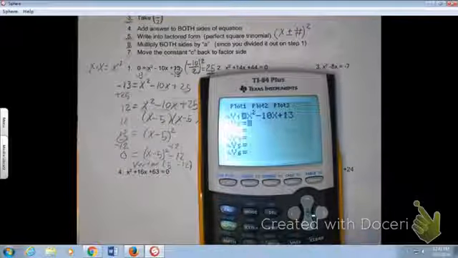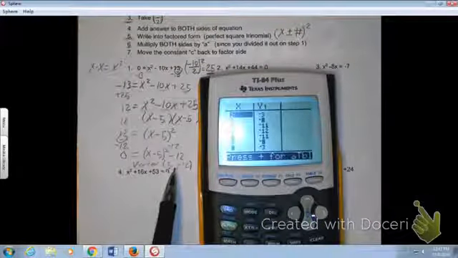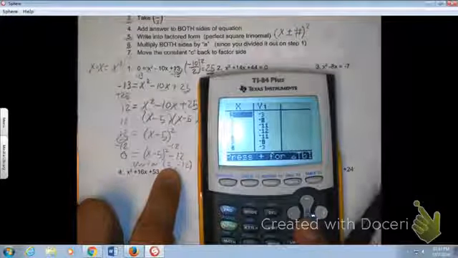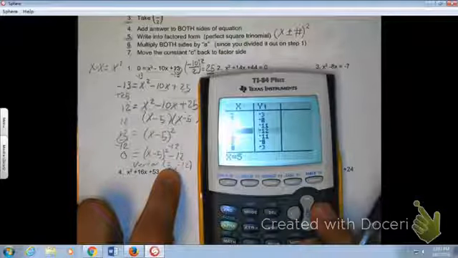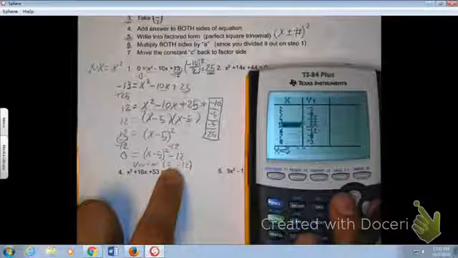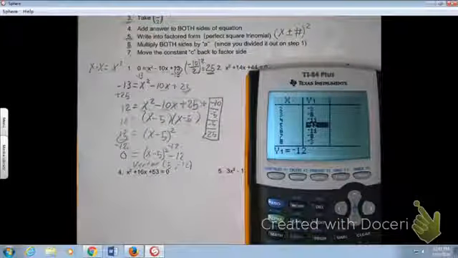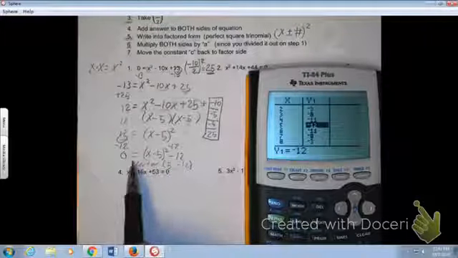So if we go to the table of this, we're supposed to have this point of the vertex. We're supposed to have 5 and negative 12. So let's look. Yes. 5 and negative 12 is there. You see it? So this problem is right. All that to change into vertex form. That's all we are doing.